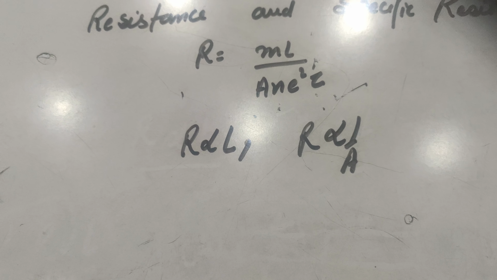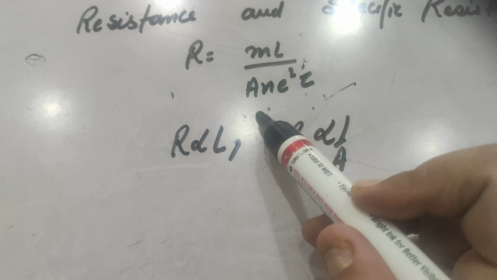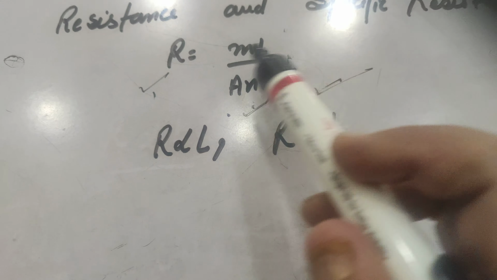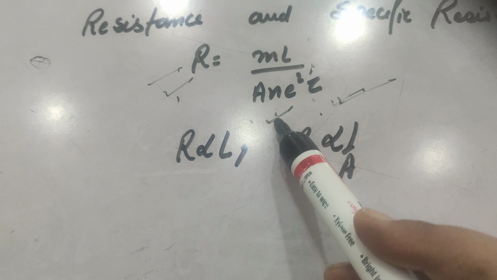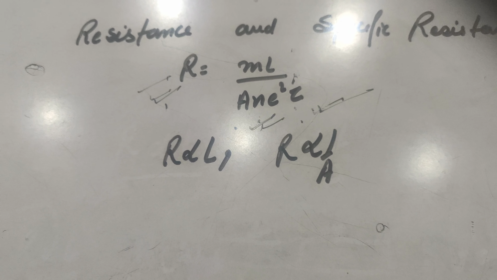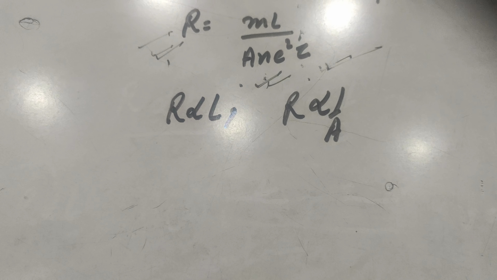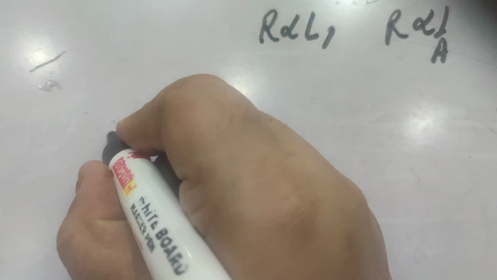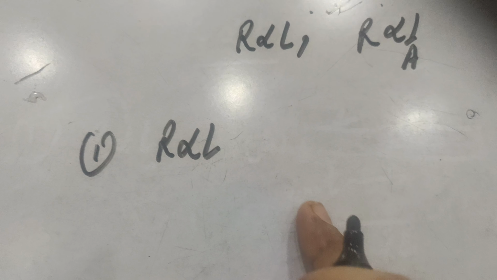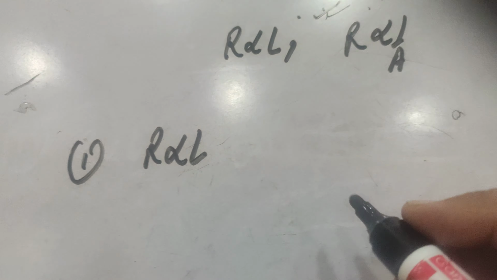And moreover, we will also prove later on that by increasing n, the resistance decreases, and by increasing tau, the resistance decreases. Now firstly, let us discuss the first case, that is R is directly proportional to L. That is, on increasing the length L, the resistance increases.